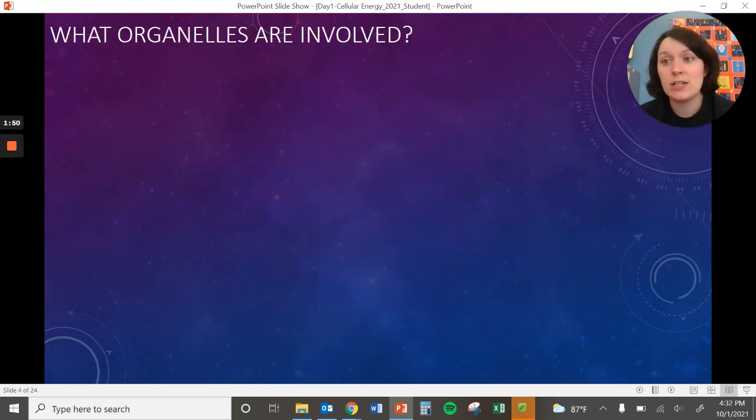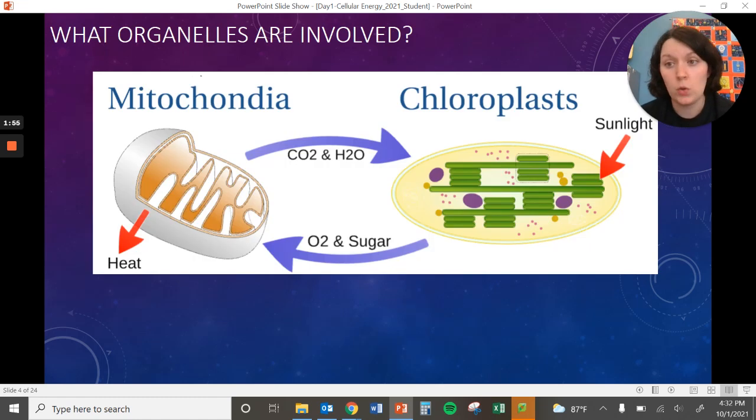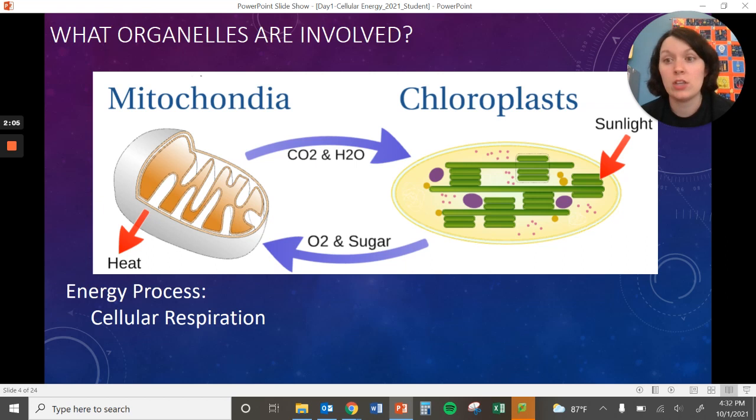Okay, and what organelles are involved with this energy? We've talked in the past. This is our mitochondria and our chloroplast. So we want to think about what energy processes are taking place in these two organelles. In our mitochondria, that's cellular respiration, and we will talk more about that in a week or so. And our energy process for chloroplast is going to be photosynthesis.